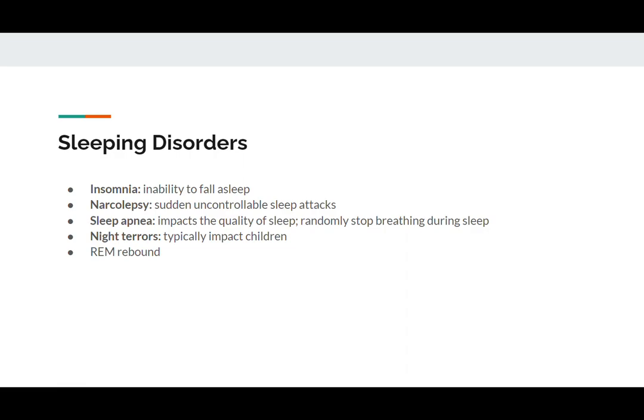People with sleep apnea randomly stop breathing while they're asleep and are frequently awakened throughout the night, which is so terrible. Lastly, night terrors, which typically impact children, occur in NREM3 and thus differ from regular dreams and nightmares. This may be characterized by incoherent chatter or physical movement.